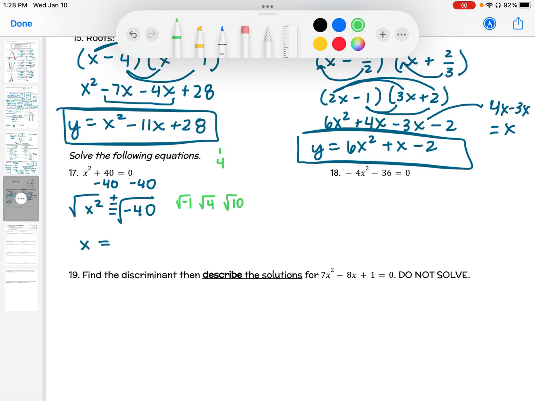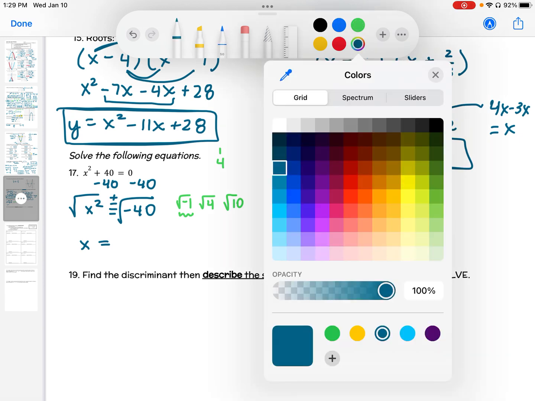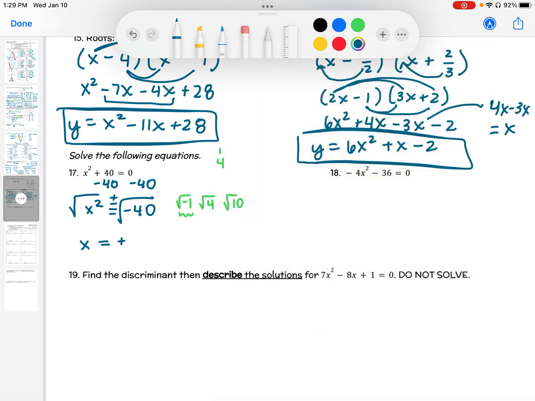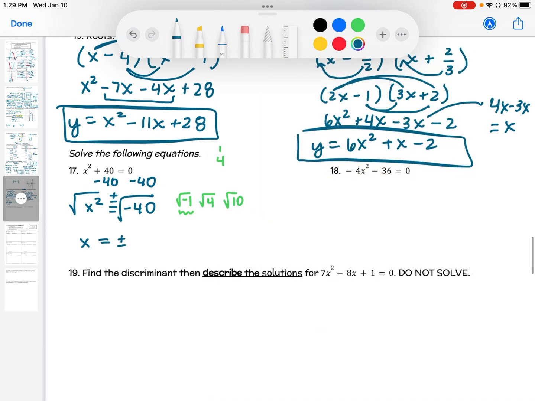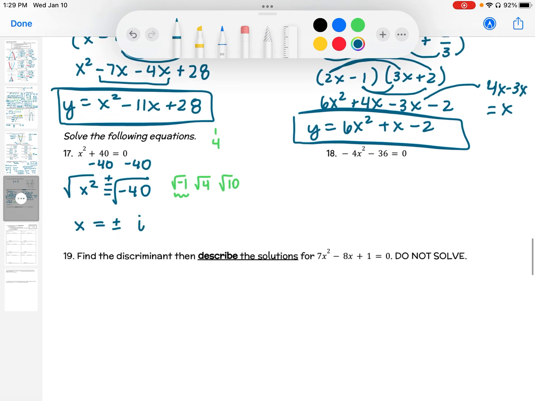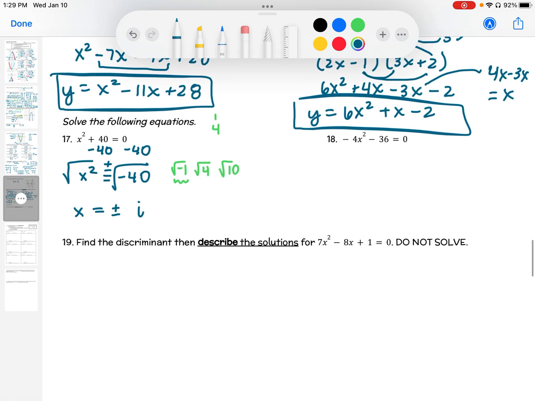So the square root of negative 1, well, first, sorry, let's put our plus or minus first. So we have plus or minus. The square root of negative 1 is i. The square root of 4 is 2. And the square root of 10, we can't simplify at all, so it would just be square root of 10. So that would be your final answer.